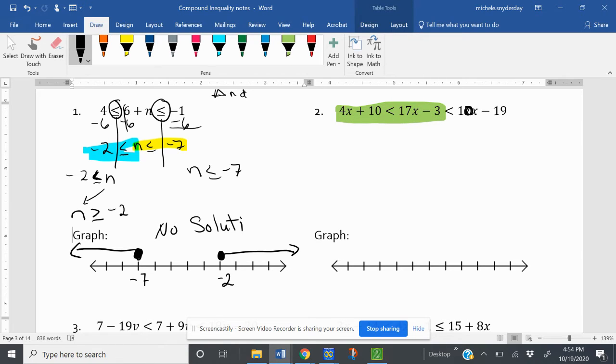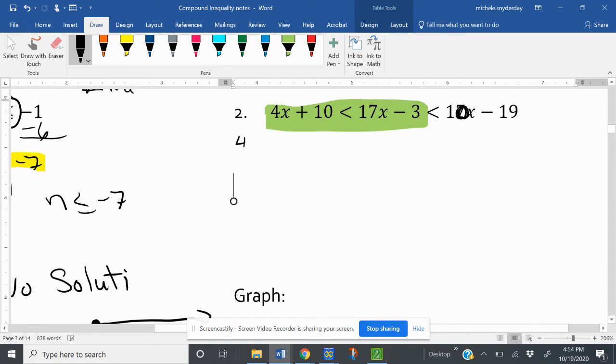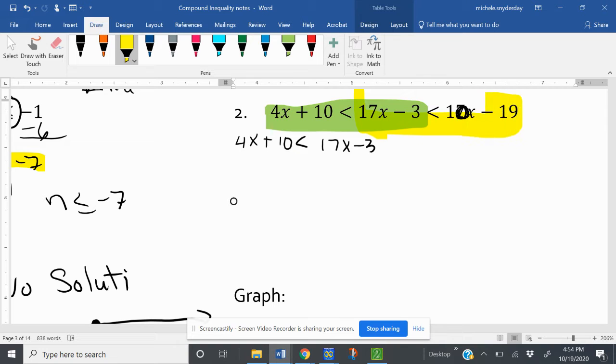So the first one is going to be from here over. I'm going to write that down quite large so we can stay focused. That would give us 4x plus 10 is less than 17x minus 3. And then the second one still includes the 17x, but it goes to that direction. So our second one is 17x minus 3 is less than, and make sure you change that to a 10x like I did, 10x minus 19. All right, so this is quite a bit of math, so we will go ahead and get started.